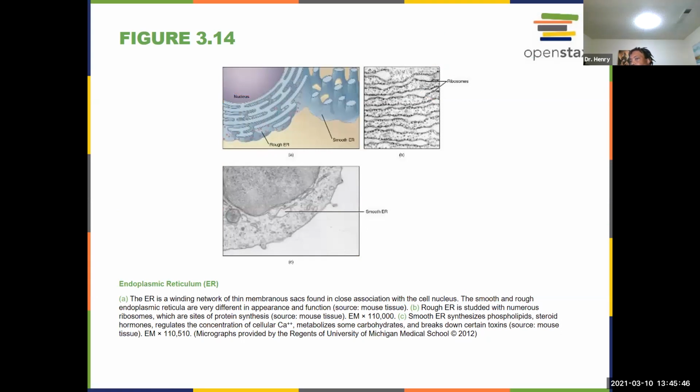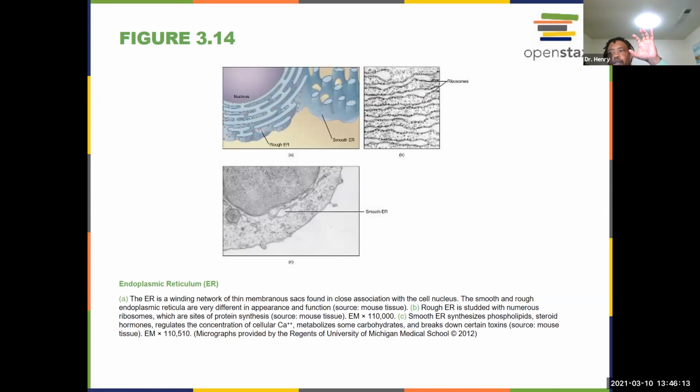Okay, so the endoplasmic reticulum, we've already kind of talked about it. We have two forms: the rough ER and the smooth ER. The rough ER is kind of surrounding the nucleus, and they form these little membrane sacs, which you guys can see up here. And here's the smooth ER. They have these little mounds, and so they're quite different from each other.